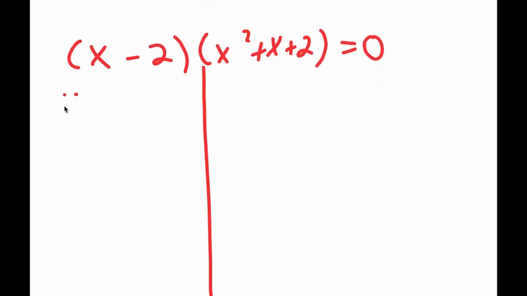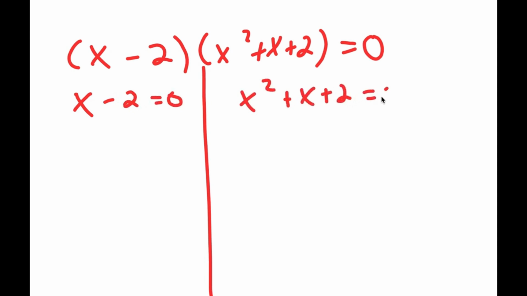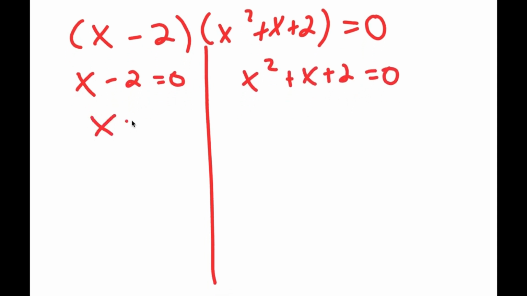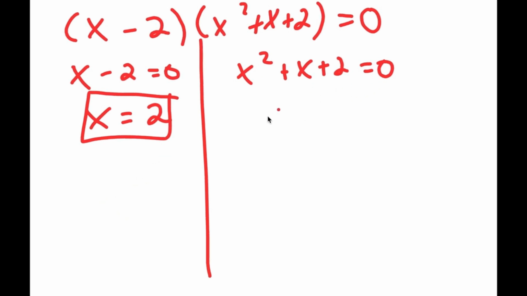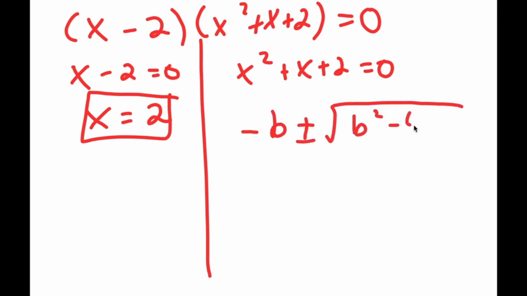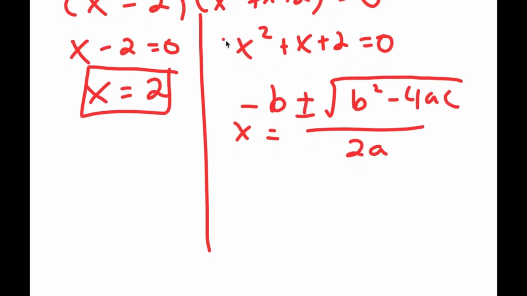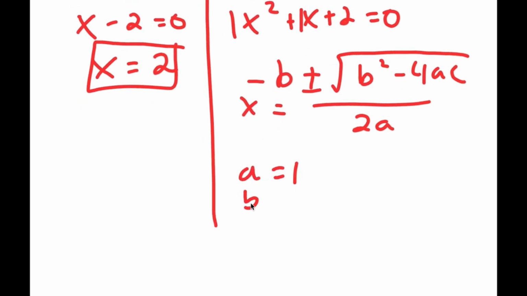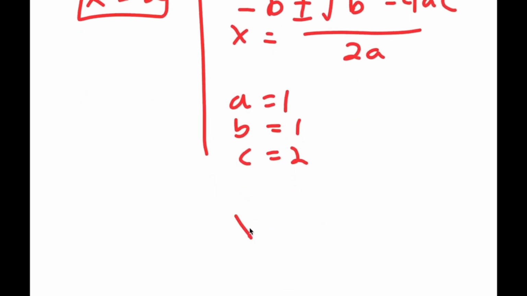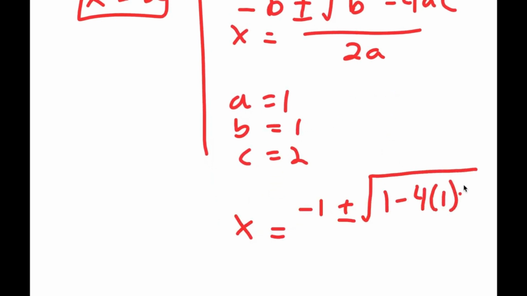So now to solve this, I get two equations. I get x minus 2 is equal to 0, and I get x squared plus x plus 2 is equal to 0. So for x minus 2 equals 0, x is obviously equal to 2. That's a simple equation. And now for x squared plus x plus 2 equals 0, I'm going to use the quadratic formula, which is negative b plus or minus the square root of b squared minus 4ac all over 2a. So in this case, a is 1, b is 1, and c is 2. So I get x is equal to negative 1 plus or minus the square root of 1 squared, which is 1, minus 4 times 1 times 2, all over 2a.